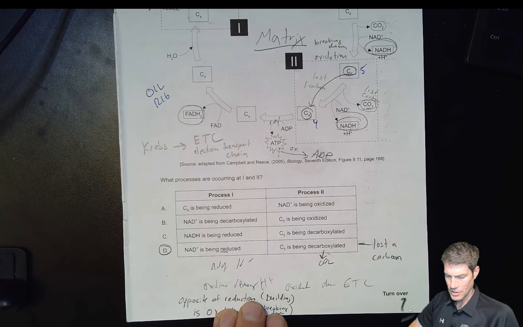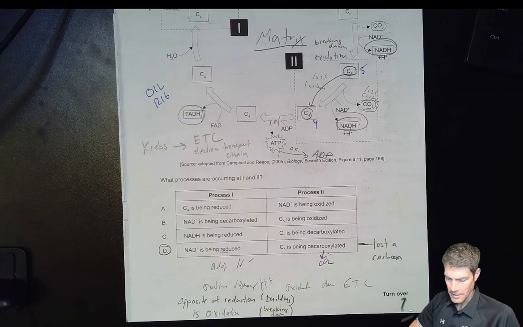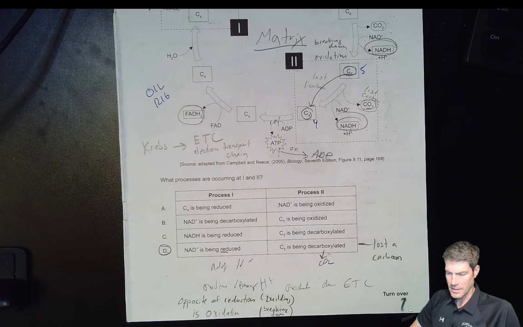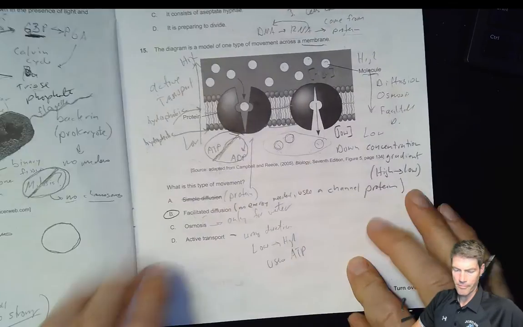So oxidation, loss of electrons, loss of hydrogens; reduction, gain of electrons, gain of hydrogen. And just also think about breaking things down. That's going to be an oxidation reaction. If you're building a molecule, that's going to be reduction.